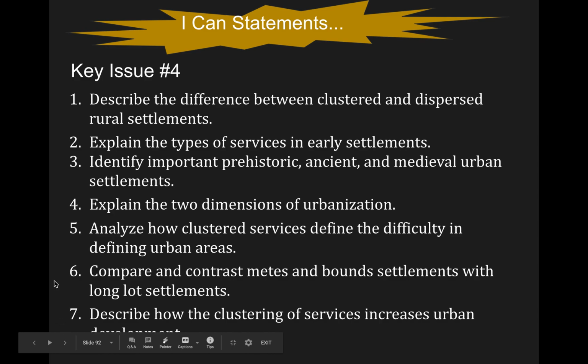I can statements. 1. Describe the difference between clustered and dispersed rural settlements. 2. Explain the type of services in early settlements. 3. Identify important prehistoric, ancient, and medieval urban settlements. 4. Explain the two dimensions of urbanization.